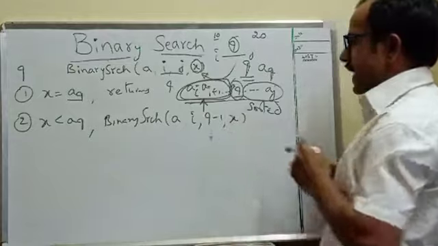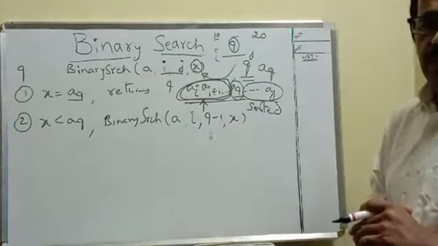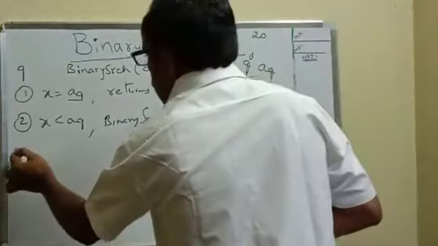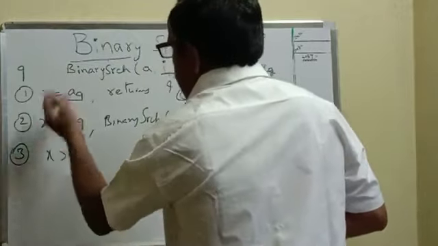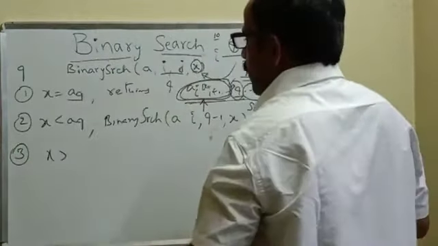Anyway, the searching element is x only. We need to repeatedly apply this particular procedure. Now, otherwise, what is the third possibility? x is equal to aq is over, x less than aq is also over.